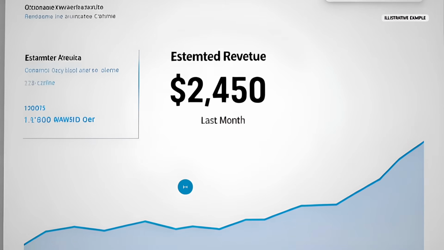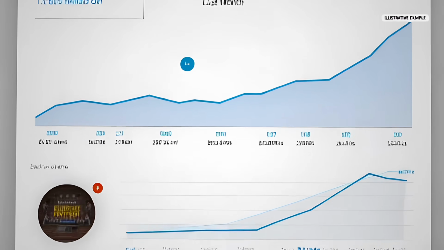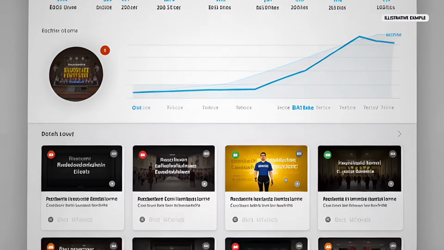Imagine a YouTube channel earning around $2,450 from educational content last month. This is just an illustrative example, but it shows the potential of consistent content.